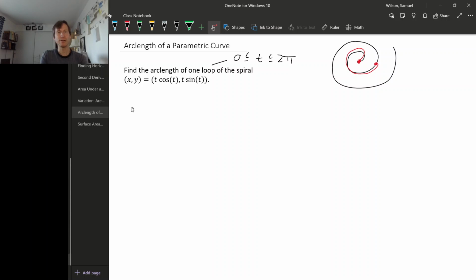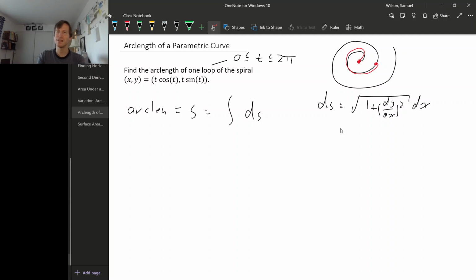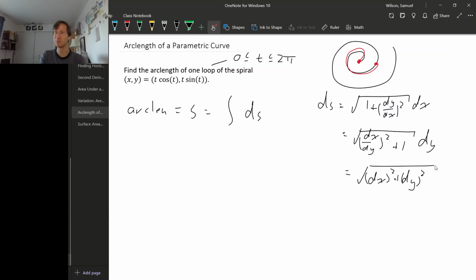Okay, well, for arc length, when we figured out arc length, all we did was integrate ds. And if you remember ds, we had two different ways of writing it. One was the square root of 1 plus (dy/dx) squared, dx. And the other way of writing it was the square root of (dx/dy) squared plus 1, dy. But both of these came from the square root of dx squared plus dy squared.